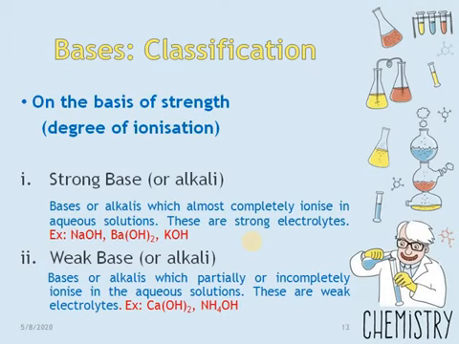Now, classification of bases. On the basis of strength or degree of ionization, bases can be classified into two types: strong base or alkali, and weak base or alkali. Now you know the differences between bases and alkalis.